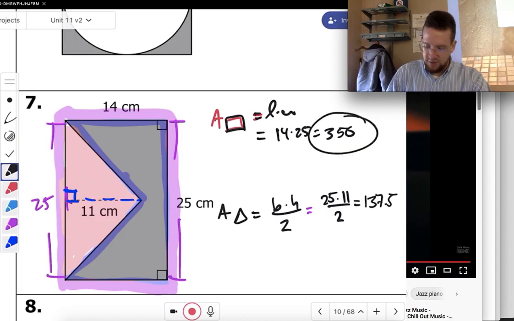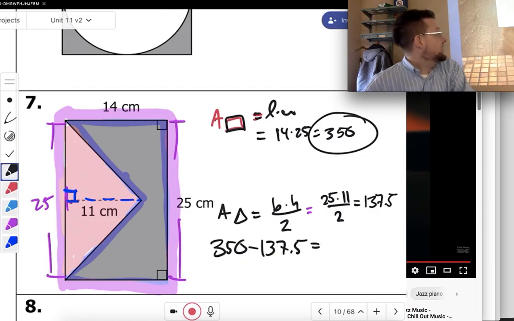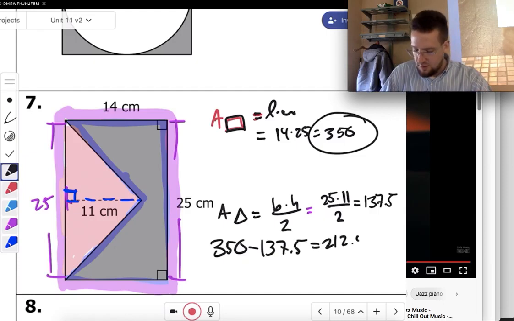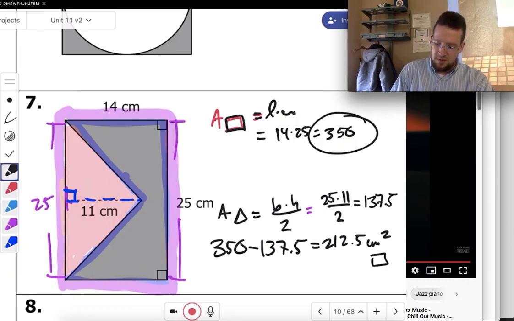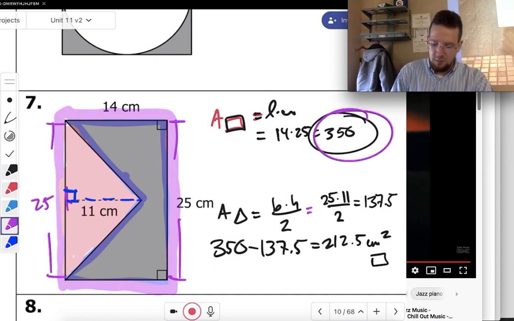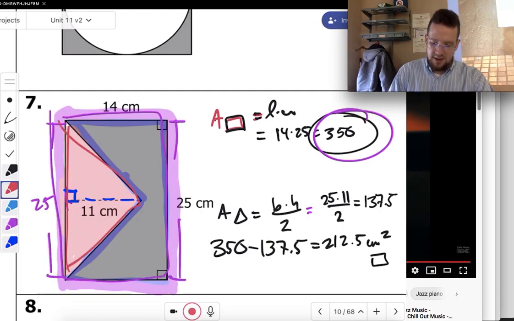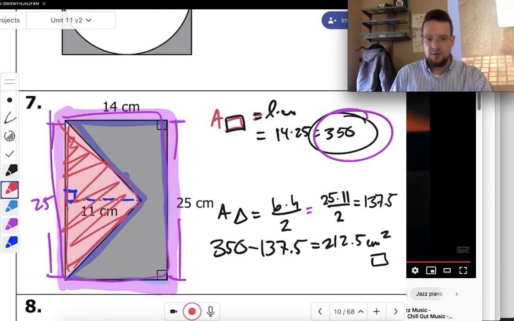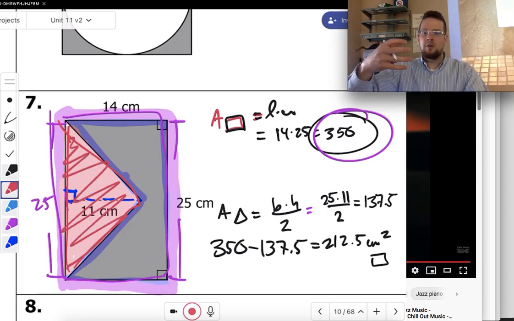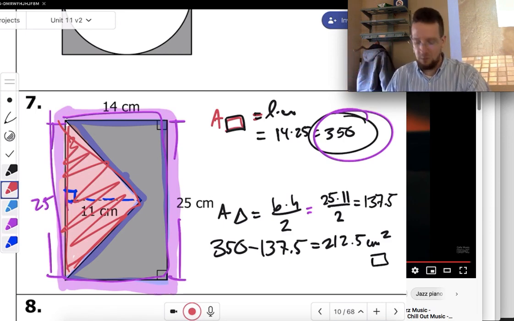Okay, so this was the whole thing minus the piece we want to remove, and this is 212.5. These are centimeters squared. The idea here is we have to be removing the smaller piece from the bigger piece, right? If you can just imagine taking this red piece and removing it from the rectangle, then you'll find what's left over, which is just our shaded region.